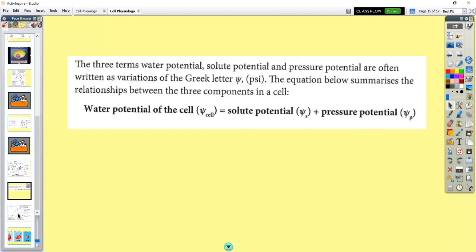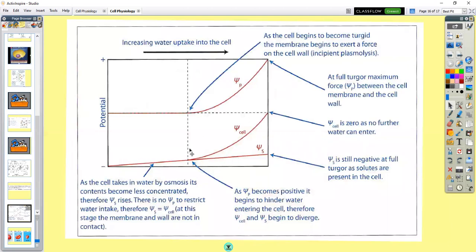Okay, and it's often shown as this graph. Here you can see the potential. The psi cell is the water potential that you can see here. You get psi p, the pressure potential, and psi s, the solute potential. Now the highest water potential that a cell can get is 0. That's when it's filled up with water and the pressure potential is very, very high there. So that's full turgor. A cell will be fully filled up with water, and the water potential of the cell would be 0.